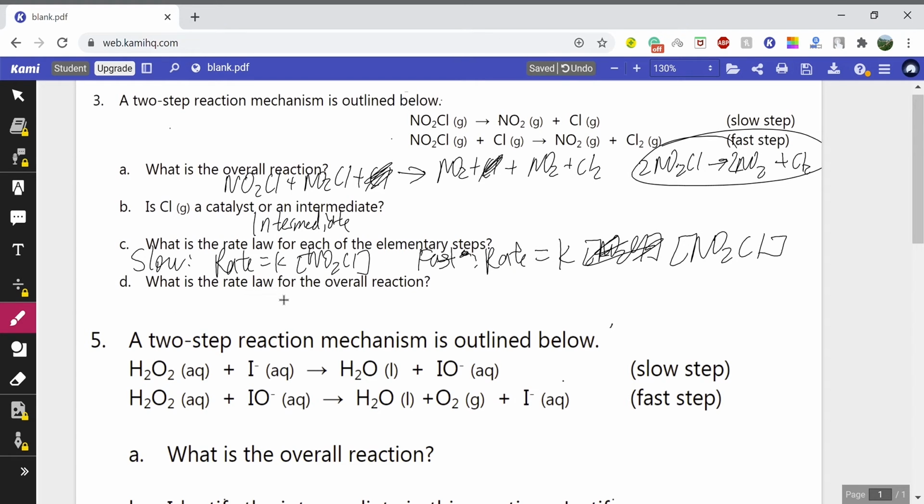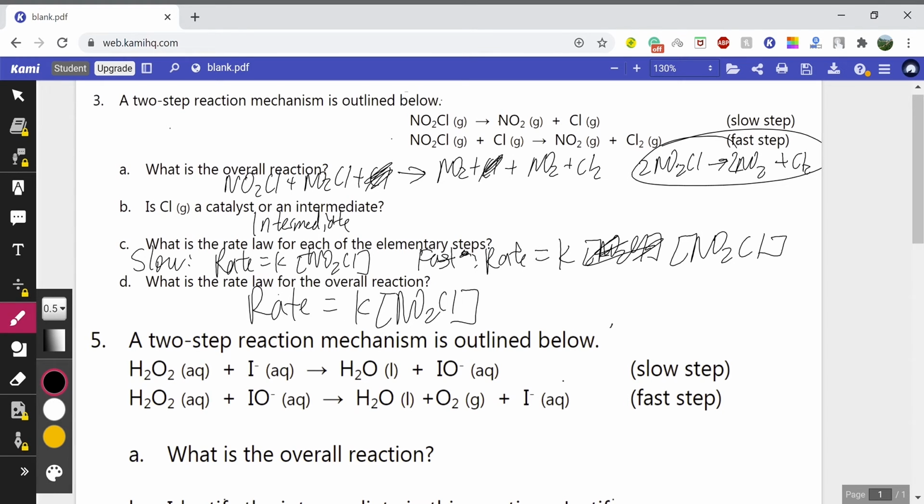Again, in the previous video, we stated that the rate law for the overall reaction is the rate law of the slower reaction. So the rate law for the slower reaction is this one. So our final rate law for the overall is rate equals K NO2Cl. Now, just a coincidence that it happened to be the rate law for the fast step as well. But when you get to another problem, remember to always stick with the slow one. The slow rate law is the rate law for the overall.